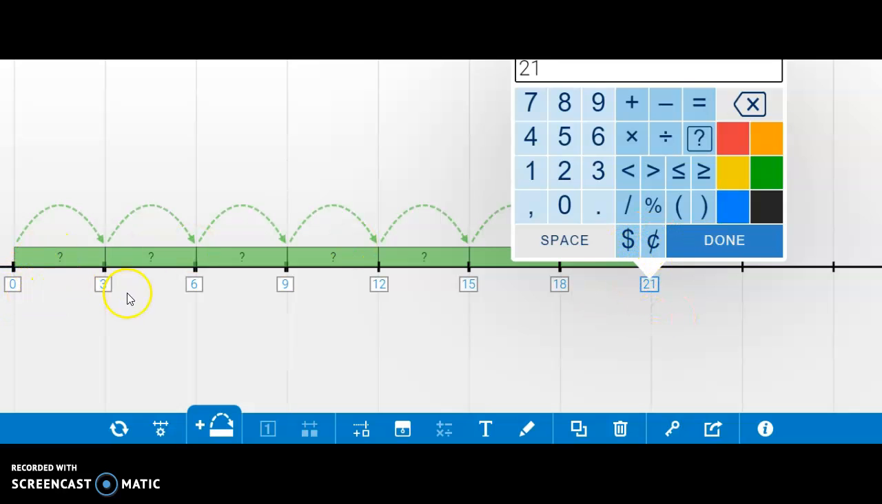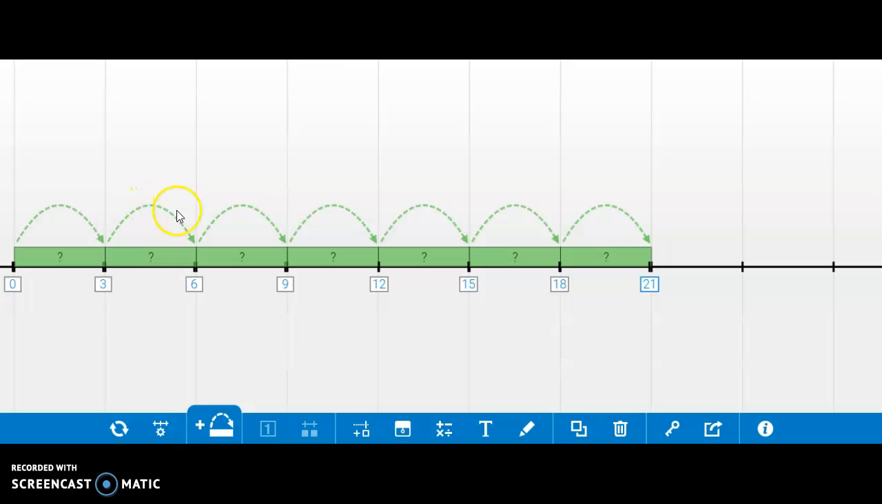So our number line represents that by each hop is going up by 3, and I have 7 hops in all. So this is going to represent the number of groups I have, and how many are going to be in each group is going to be represented here. So I have 7 hops because Marley's going to be running 7 times, and each time she's going to run 3 miles to get a total of 21 miles. So we can use that number line to help us with this particular problem.